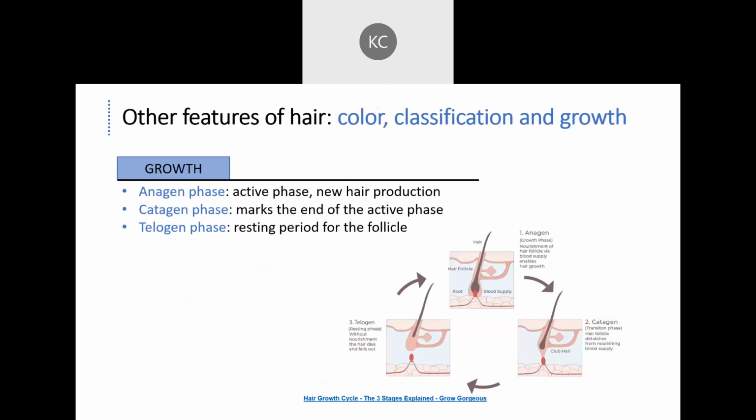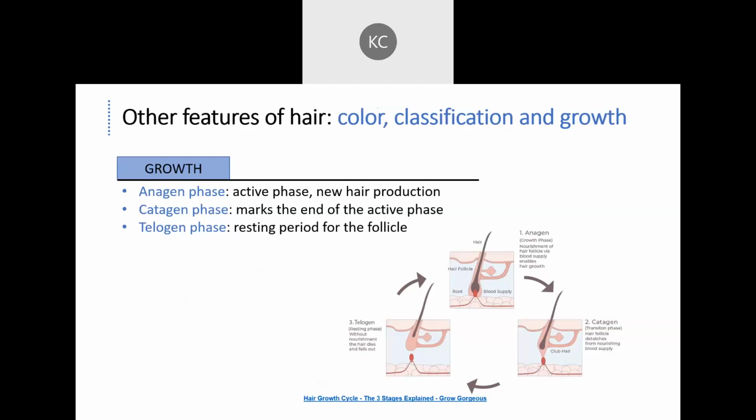We also have the catagen phase. Catagen phase is the second phase, where we're transitioning from actively supplying the hair with a blood supply and nutrients contributing to growth to where it then detaches from that blood supply. It's not necessarily dying. It's not necessarily actively falling out, but it's no longer receiving a blood supply, so it's no longer actively growing and dividing.